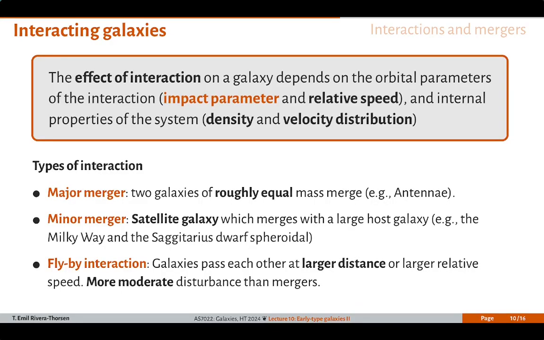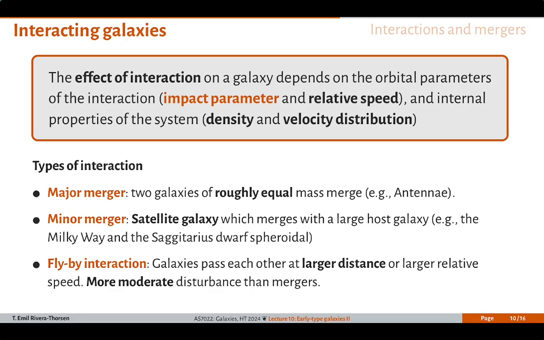Okay, assuming you're all done going ooh and ah about the last picture, let's take a little bit more of a theoretical look at galaxy interactions. The effect of interaction on a galaxy depends a lot on the orbital parameters of the interaction, and it depends on the internal properties of the systems.